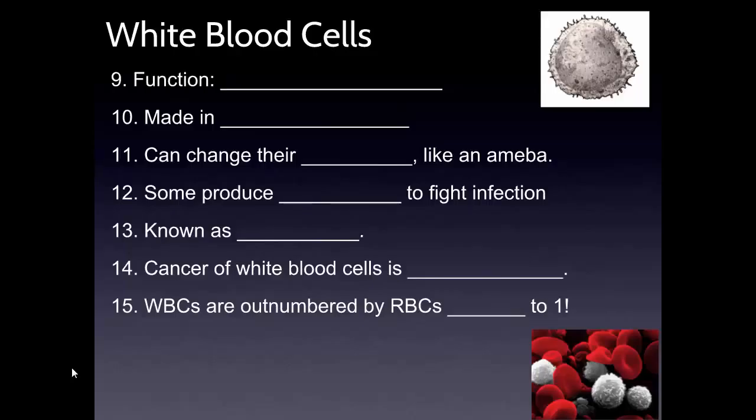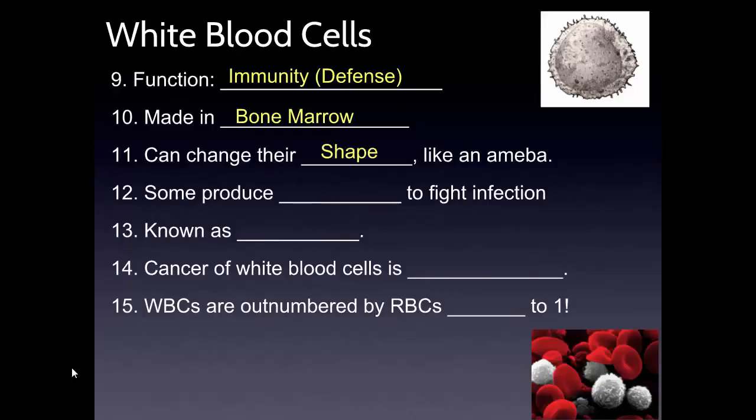White blood cells. What is their function? They're our immune system. They protect us against bacteria, viruses, things that can make us sick. They're made in the bone marrow, and there are lots of types of white blood cells. Some are similar to an amoeba in that they can surround and engulf bacteria and other pathogens in our body. They can change their shape.